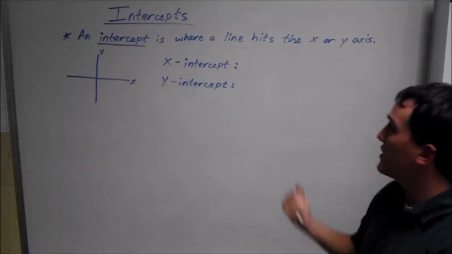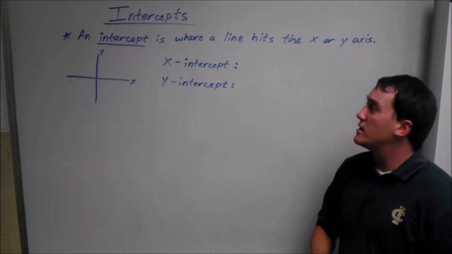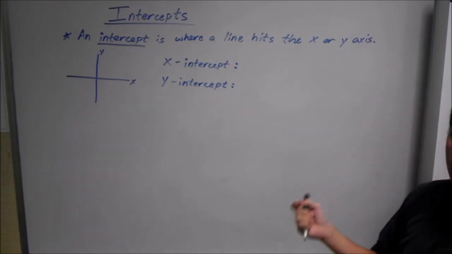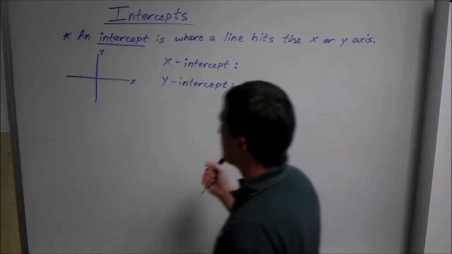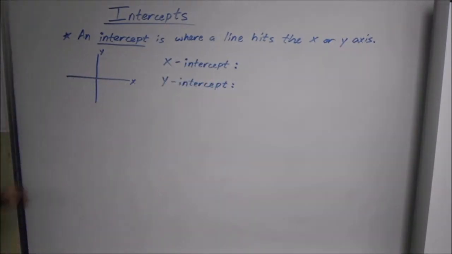Hello everyone. Today we'll be talking about intercepts. An intercept is where a line or your graph hits the x or y axis. So we're just talking about a two-dimensional plane.